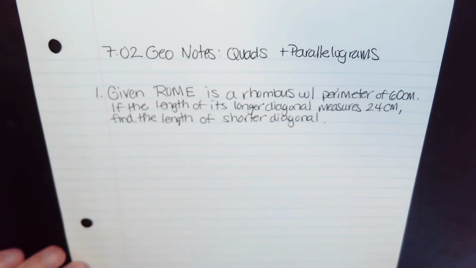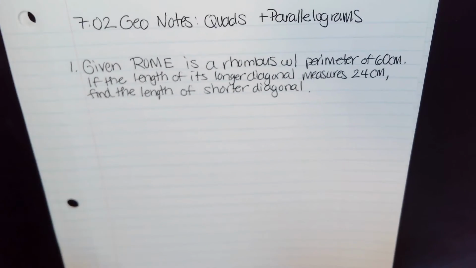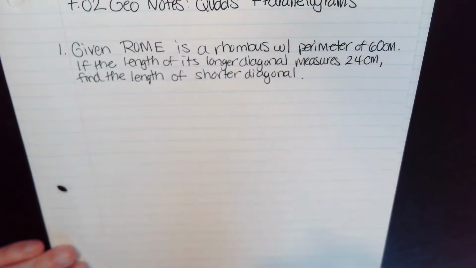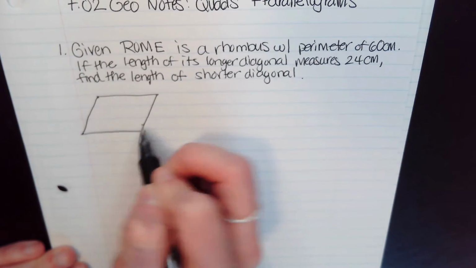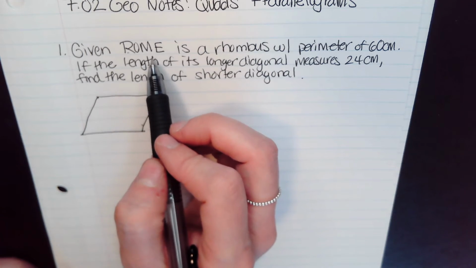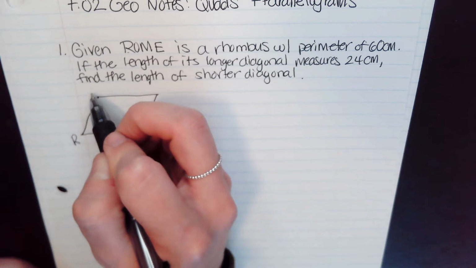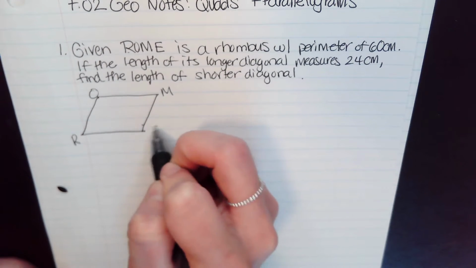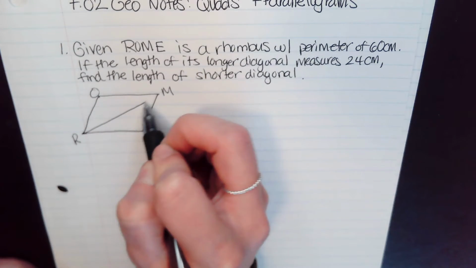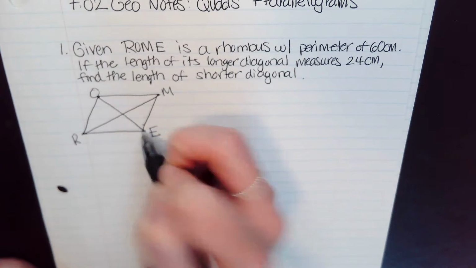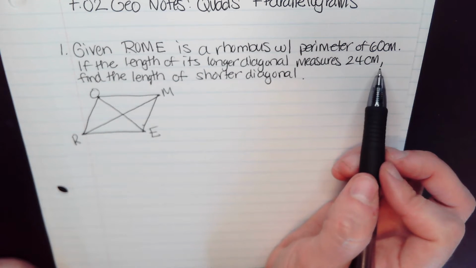All right, so for this one, and for all of these, most important thing I think is to always start off with a picture. So we're given a rhombus. When you label your rhombus, you want to always go clockwise or counterclockwise, but you can't jump, like I can't put R here and then O over here. I would have to go in order, clockwise or counterclockwise. It says the longer diagonal, I'm going to draw on both diagonals here. The longer diagonal is 24 centimeters.